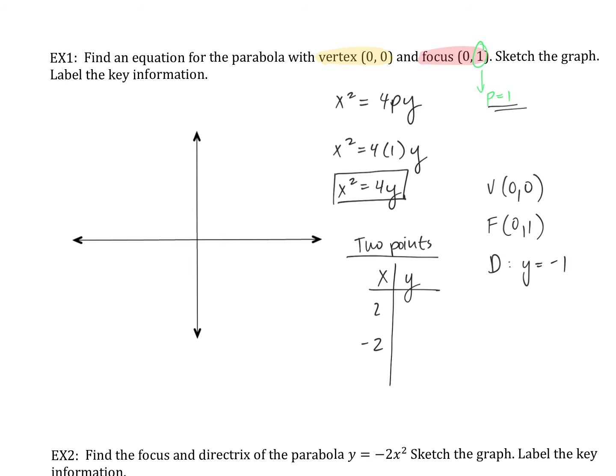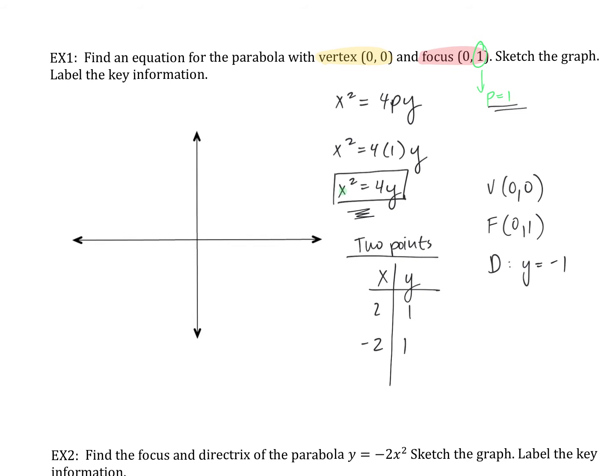Well, we plug it into our equation. We get x is 2, that's going to be 4. Divide both sides by 4, and we get y is equal to 1. Do the same thing with the negative 2 for x. Plug it into our equation here. We get negative 2 squared. Divide both sides by 4, and we get y is equal to 1 again.